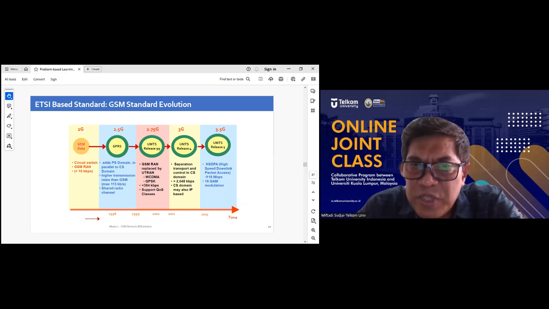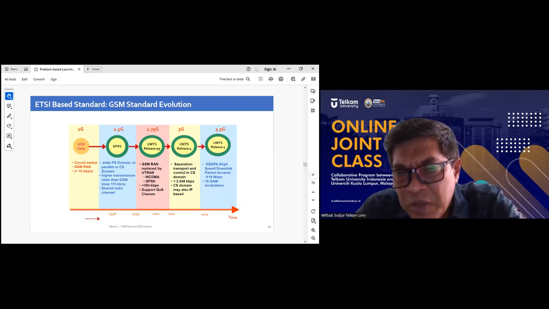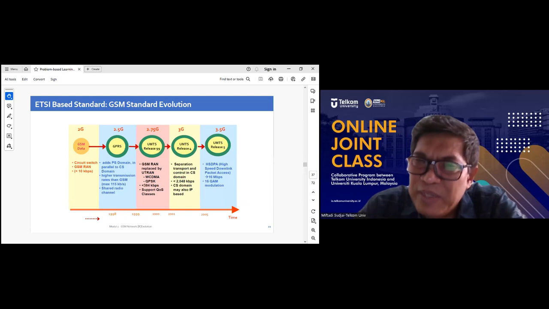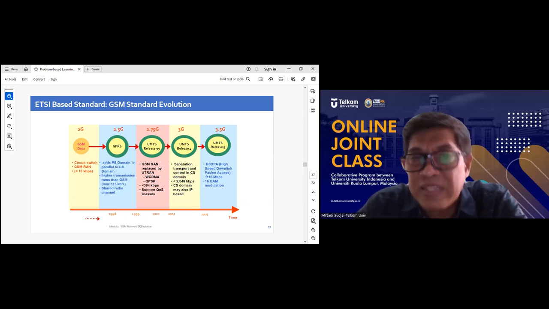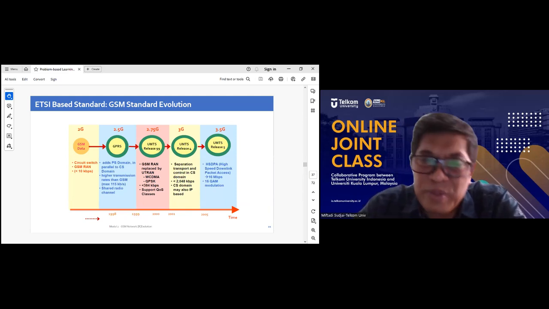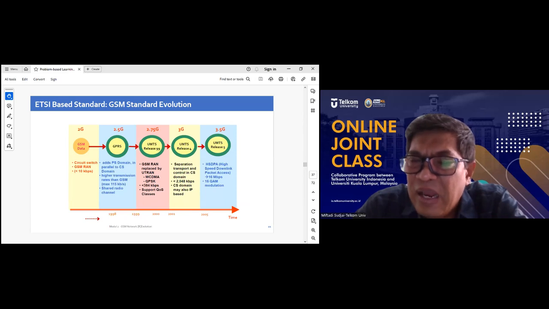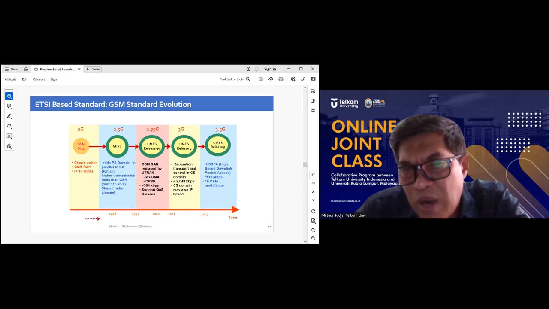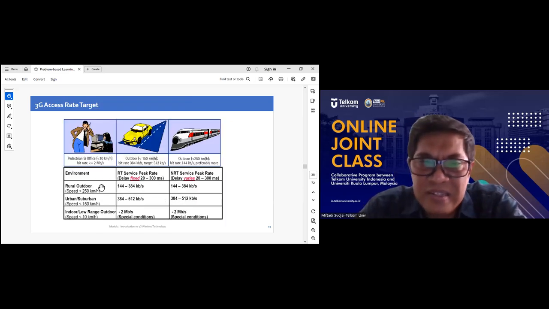Third generation technology took place in 2001, providing a capacity of up to 2 megabit per second. We can imagine 2 megabit per second per cell at that time was huge compared with the previous one. But now with 4G, with LTE technology, a cell can have a maximum of 300 megabit per second, about 150 times that of the third generation.